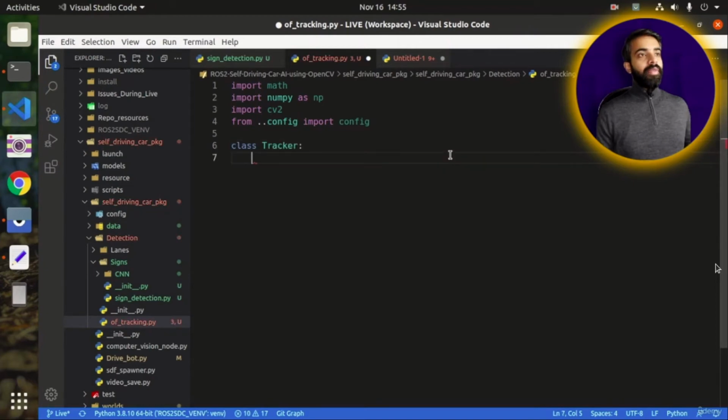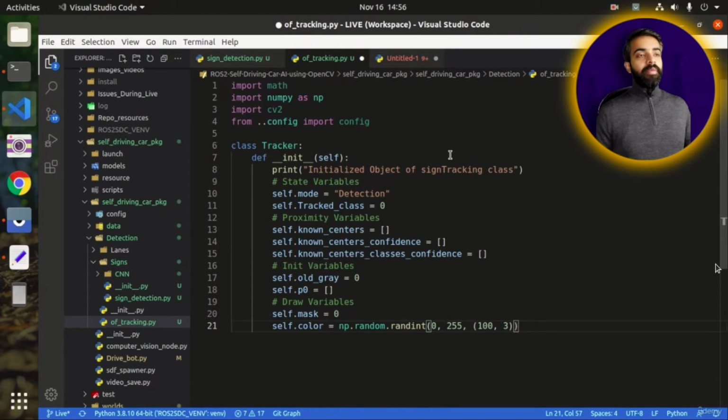Then once we have declared it, we can now define the very first function that is crucial for any class, that is the init function, or the initialize function. Now the init function will contain all the instance variables that will be specific to each instance of the class. These are the state variables, for example, the mode of the class, which will be initialized to detection when the object for the tracker class has been created. Then we have the class that has been tracked for this particular tracker.